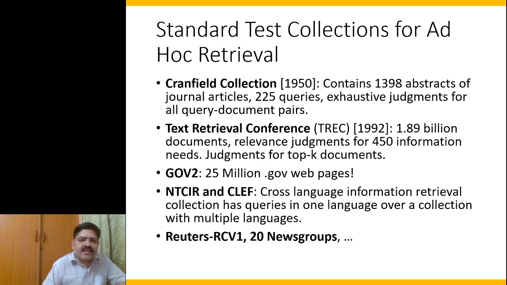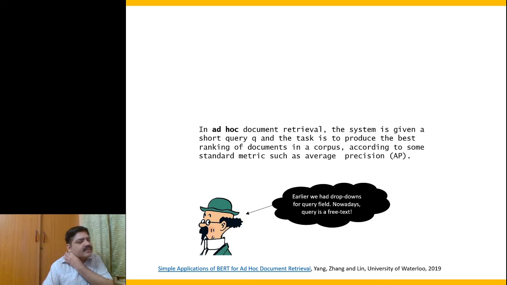There are several standard test collections that are used in ad hoc retrieval and its evaluation. But before we get into that, let's recap our understanding of ad hoc document retrieval. In ad hoc document retrieval, the system is given a short query Q, and the task is to produce the best ranking of documents in a corpus according to some standard metric such as average precision. So this is from Yang, Zhang and Lin of University of Waterloo.